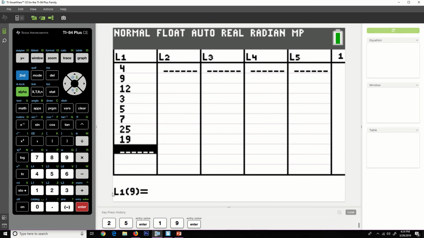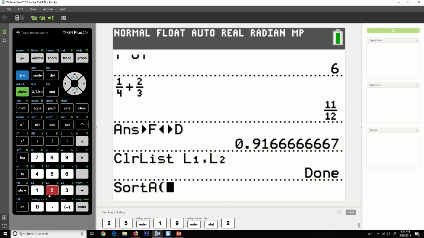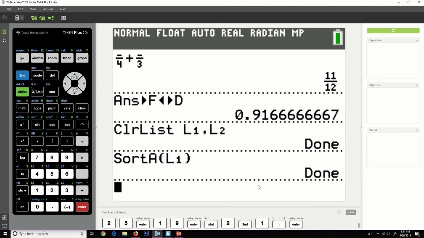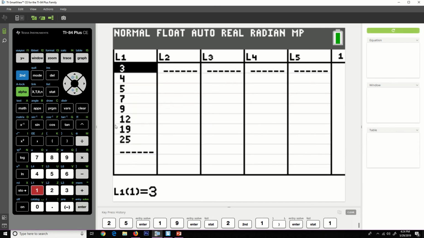And if I want to sort that from the lowest to the largest, I can hit stat and then number 2, sort A. And the list that I want to sort is L1. We close that parenthesis there. It says it's sorted.